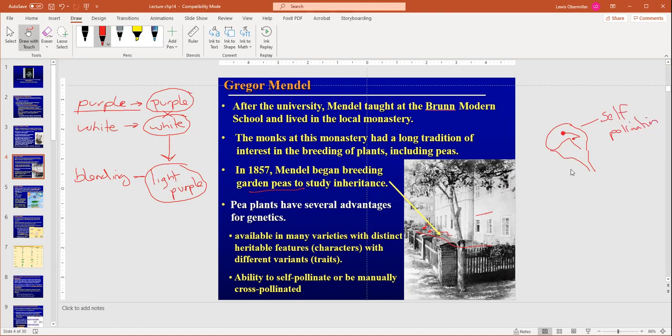And because of that, there's no way that this purple plant could fertilize this white plant here, even though they're right next to each other, because the structure of the pea plant doesn't allow it. And I'll show you that in a second. But Mendel picked those because of this. He didn't want to have to worry about this pollen flying all over the place. And so he picked pea plants for genetics because they self-pollinate, and he could also cross-pollinate them.